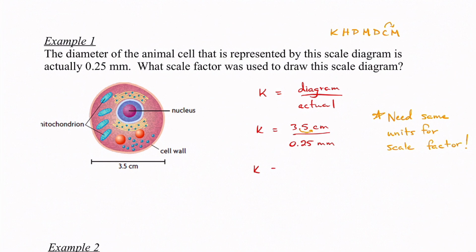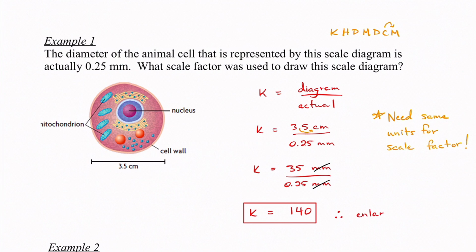So then what I'm going to get is 35. And then my units are now millimeters because I converted to millimeters. And then in the denominator, we still have the same thing, but now they're both millimeters. So my millimeters can cancel out. And then I can just take 35 and divide by 0.25. And you're going to get 140. And because this scale factor is greater than 1, that's also going to tell me that this is going to be an enlargement. It's going to make it bigger. You could have also guessed that by just looking at the cell, right? This is huge. Cells aren't that large.